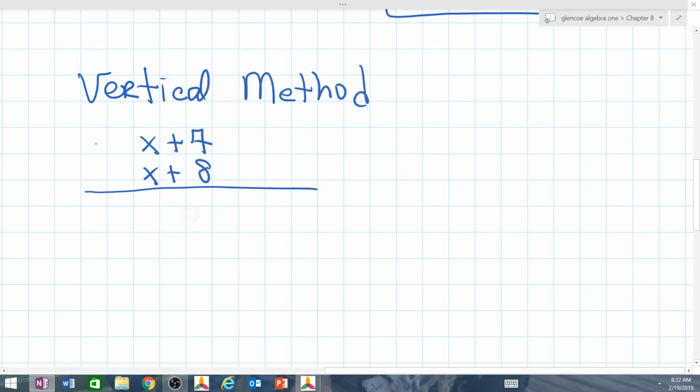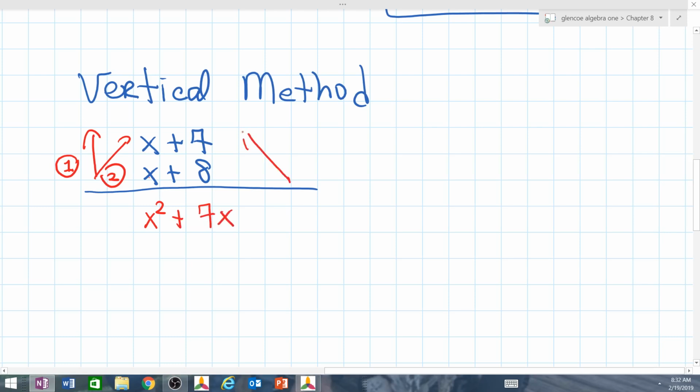So what you're going to do first is you're going to multiply straight up. X times x, and I'm going to label that number 1. So x times x gives me what, guys? X squared. Then I'm going to go over. Then I'm going to multiply x times positive 7, which is a positive 7x.